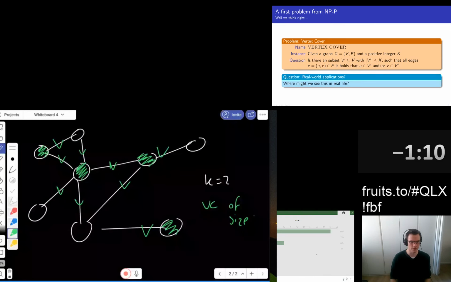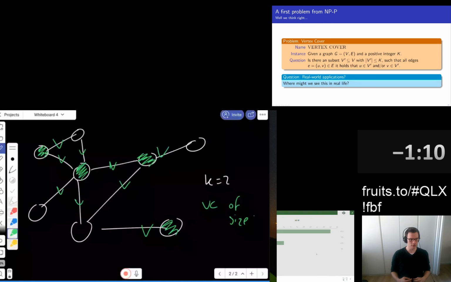All right, so let's try to get started again. So before the break, I introduced the first problem, vertex cover, that currently we believe to be in NP minus P. But that requires me to show you at least one more thing, right? It requires me to show you that this problem can indeed be verified in polynomial time, or that a non-deterministic Turing machine could solve it in polynomial time.